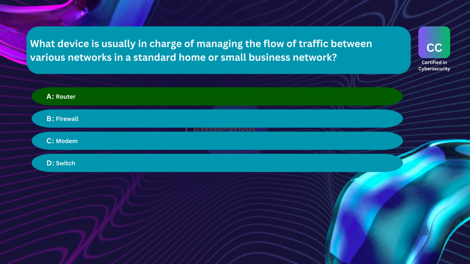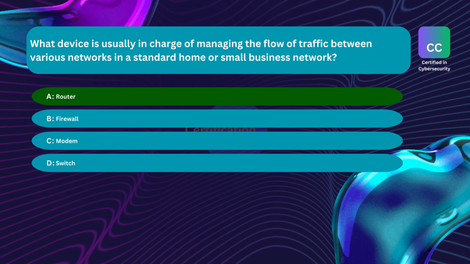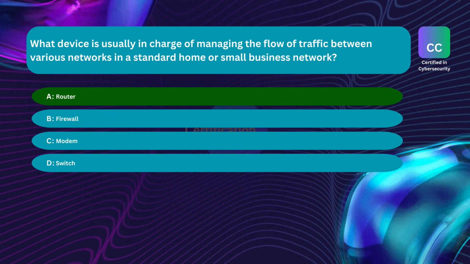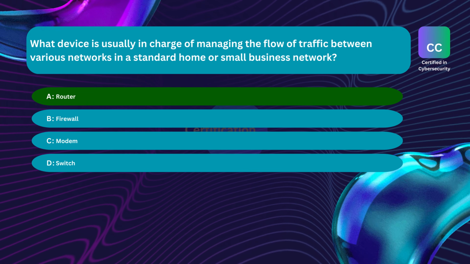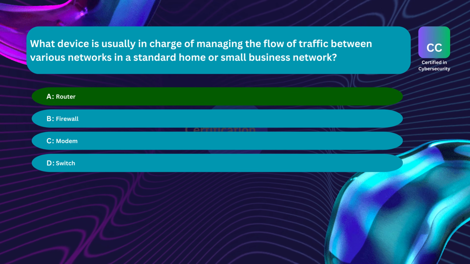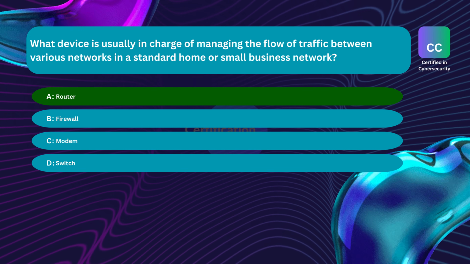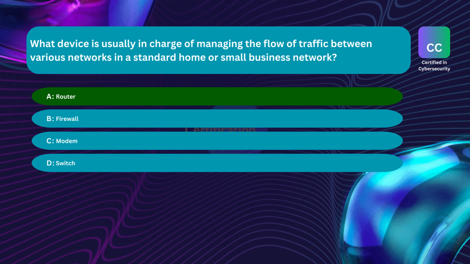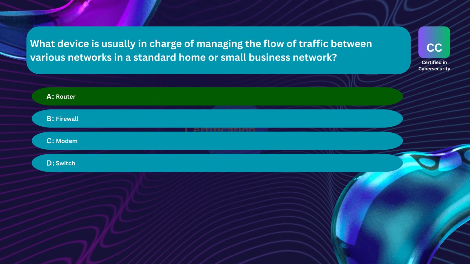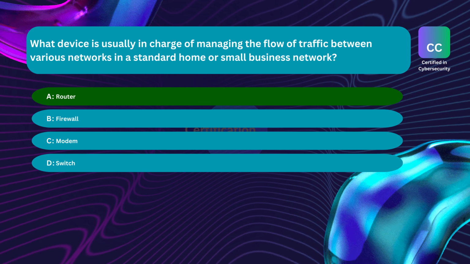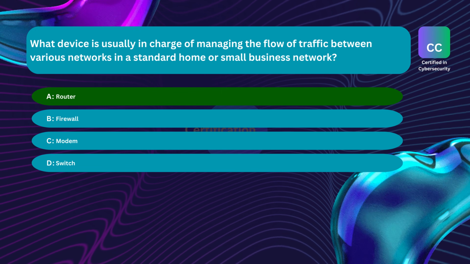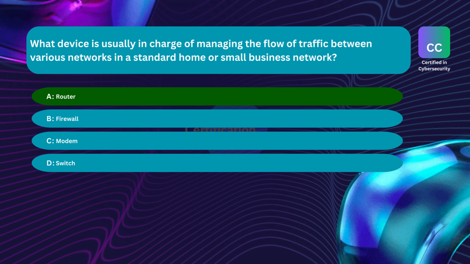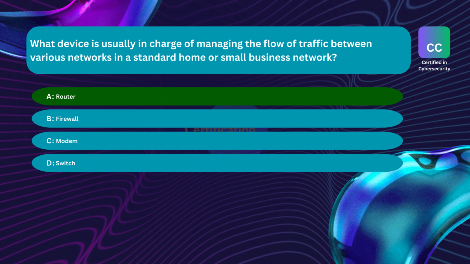Option C is incorrect. A modem, modulator-demodulator, is a device that connects your network to the internet, typically through a service provider. It's not primarily responsible for routing traffic between different networks. Option D is incorrect. A switch is a device that directs traffic within a single network, like the devices within your home. While switches can route traffic, it's not their primary function and they don't typically route traffic between different networks.